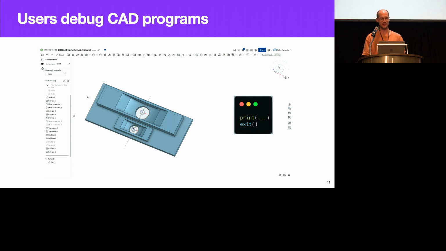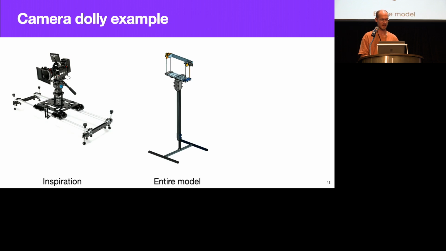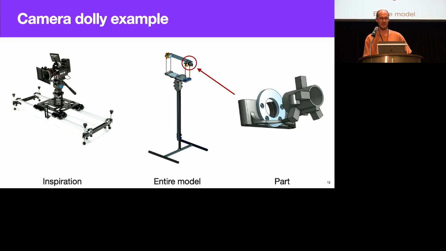However, this can get much more difficult for longer programs. So let's take as a new example this 3D model here, which comes from the same public repository as before. This model is inspired by a sliding camera dolly, and we will focus on an edit in this upper part.